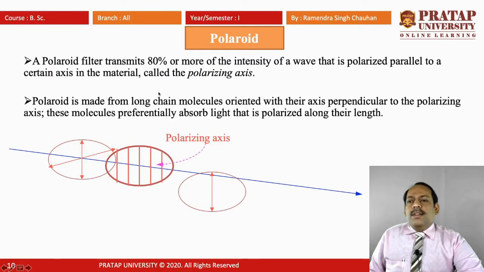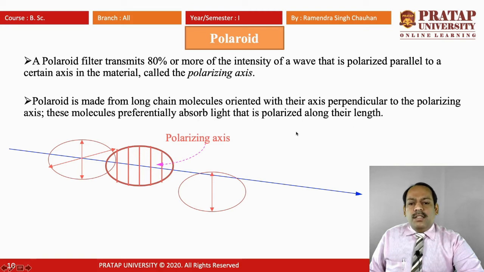So Polaroid. Now we will talk about Polaroid. A Polaroid filter transmits 80% or more of the intensity of a wave that is polarized parallel to a certain axis in the material called the polarizing axis. So Polaroid is made from long chain molecules oriented with their axis perpendicular to the polarizing axis.